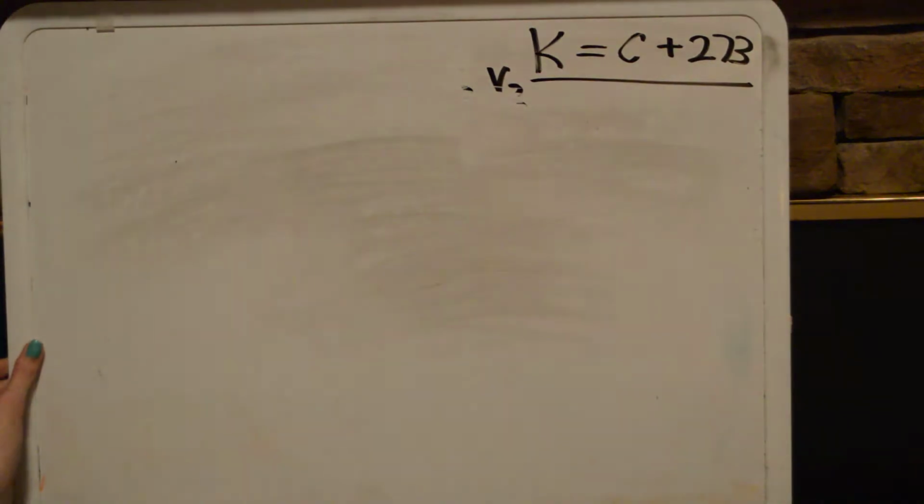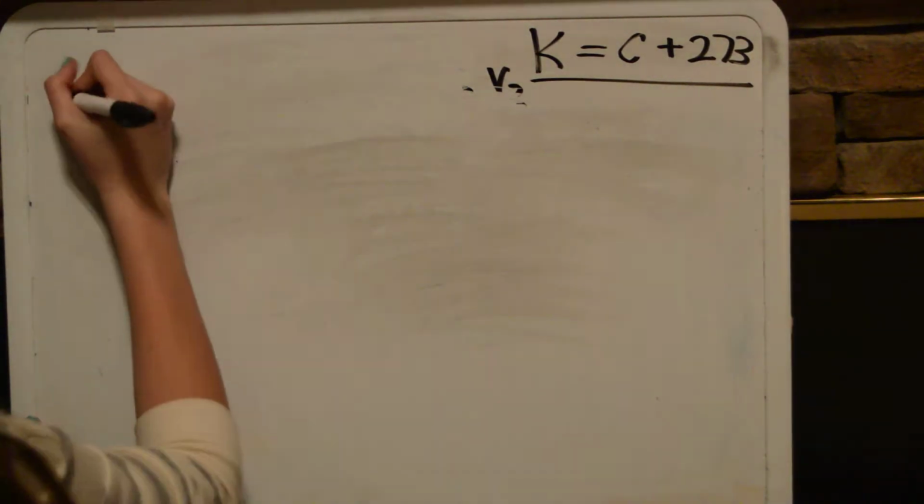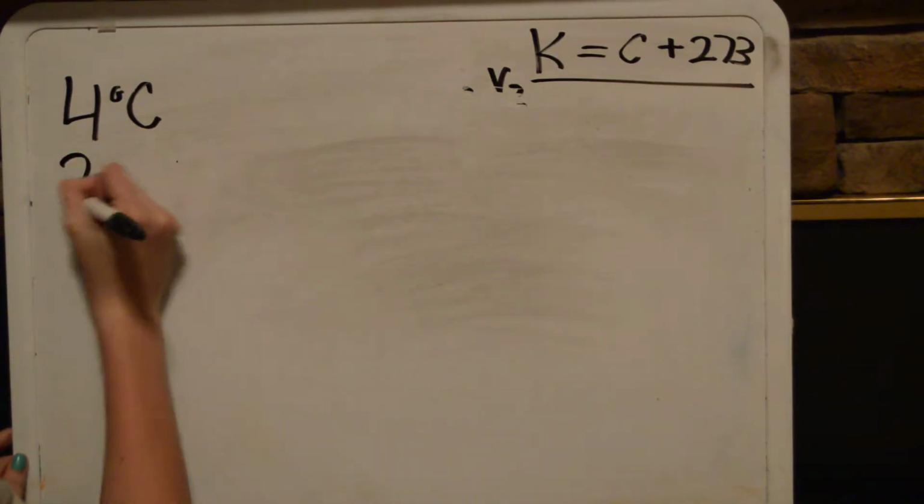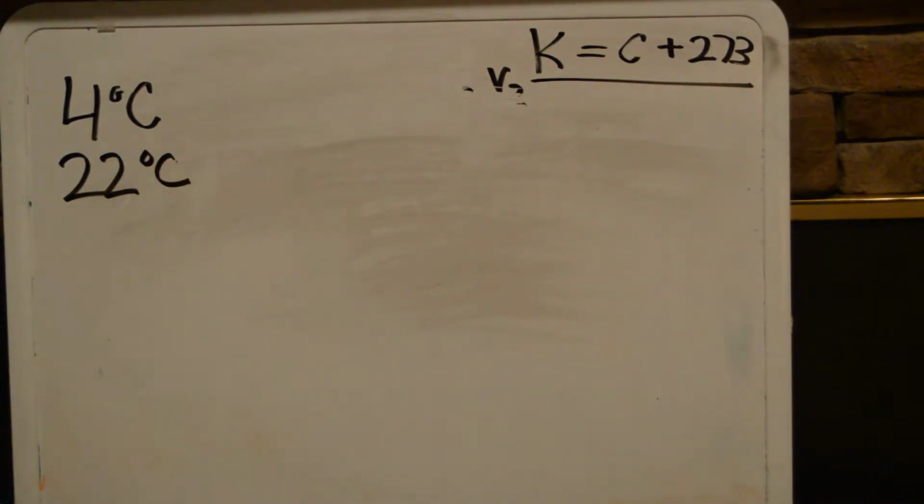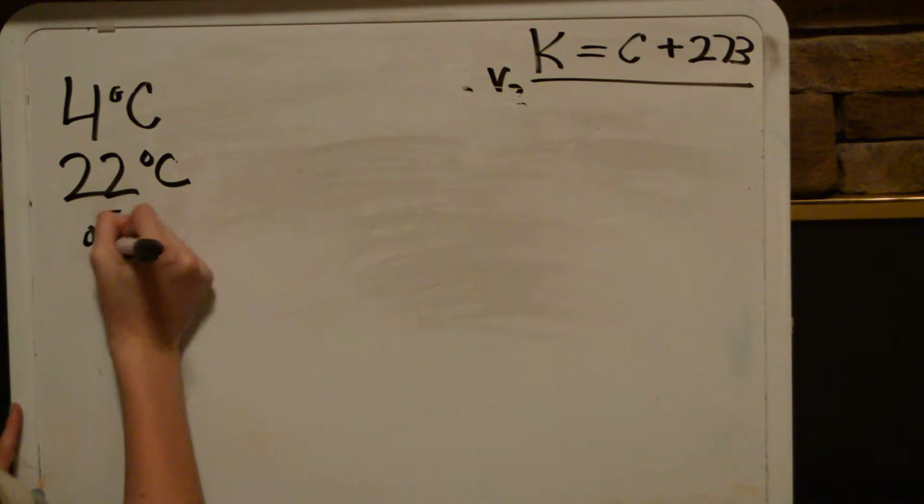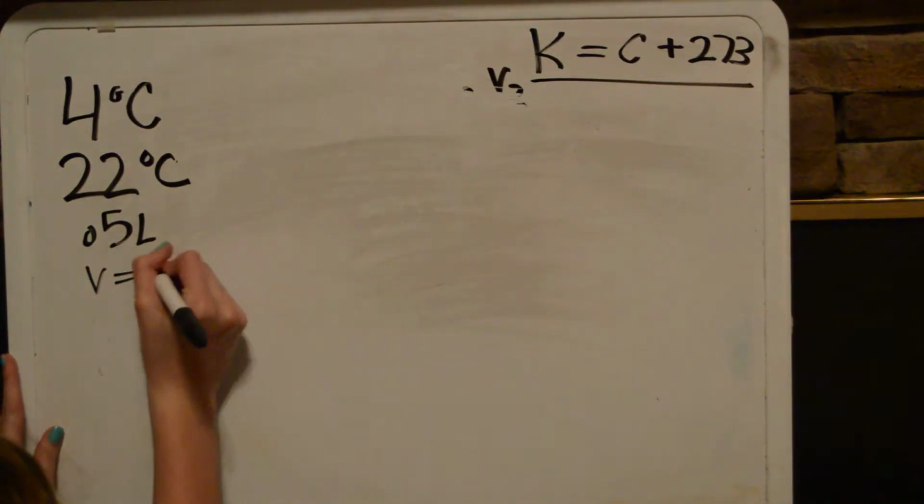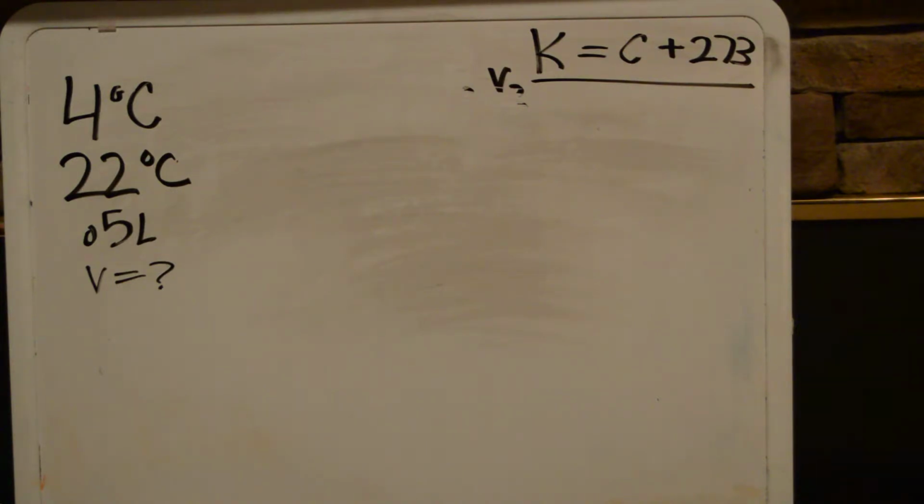Okay, on to the next one. The temperature inside my refrigerator is about 4 degrees Celsius. If I place a balloon in my fridge that initially has a temperature of 22 degrees Celsius and a volume of 0.5 liters, what will the volume of the balloon be when it is fully cooled by my refrigerator? So again, we're looking for volume. But I hope you notice we're not going to be using Boyle's law, because we're dealing with temperature and volume, not pressure and volume.